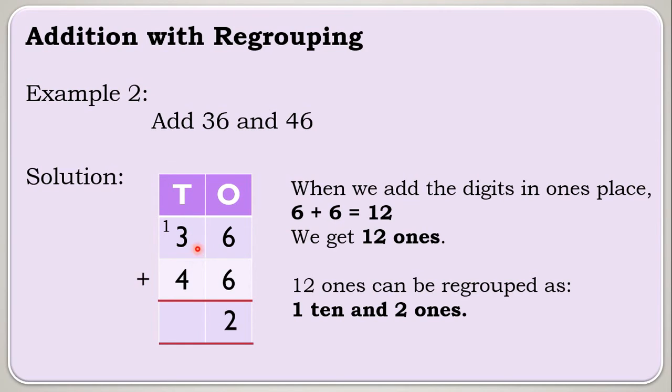Now we will add digits in tens place. That is, 1 plus 3 is 4, 4 plus 4 is 8. We will get 8 here in tens place. Therefore, the sum of 36 and 46 is 82. When we add 36 and 46, we get 82 as answer, which is called the sum. 36 and 46 are addends, 82 is sum.